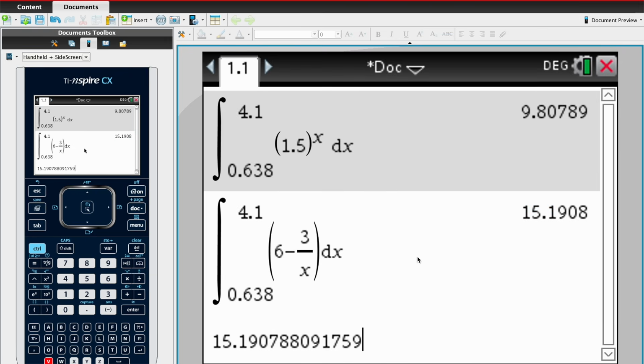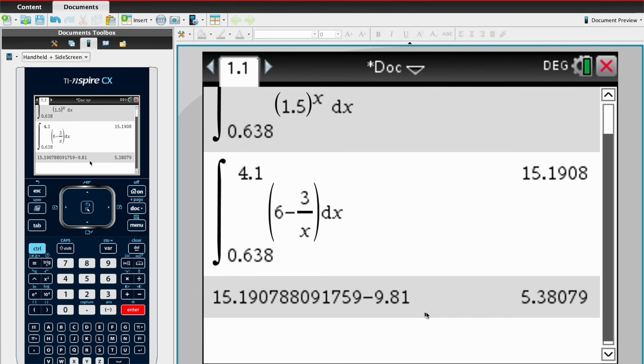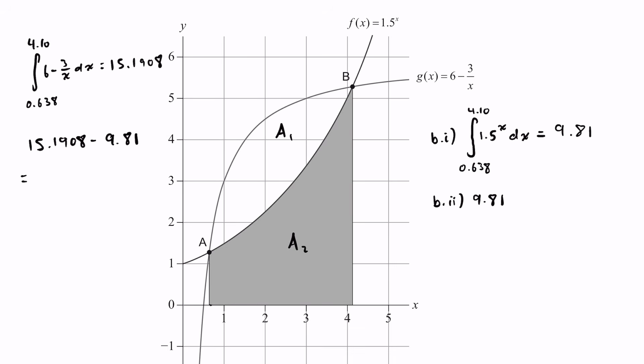So I'm just going to copy paste with all its decimals, I suppose. Minus 9.81. You don't need all of these decimals. Realistically, you only need maybe up to 3 or 4. Okay, so this is the area that is enclosed between these two functions, 5.38. So let's go back to the document and write that out. 5.38. Okay, so that would be the enclosed area right here, A1.